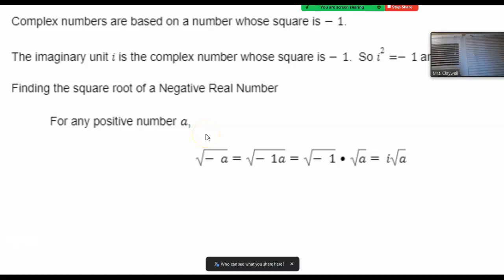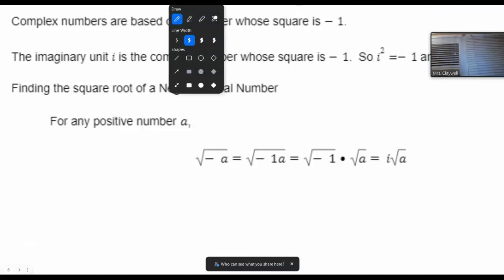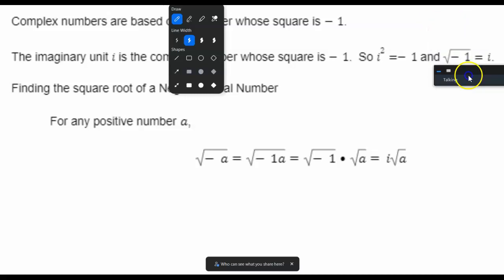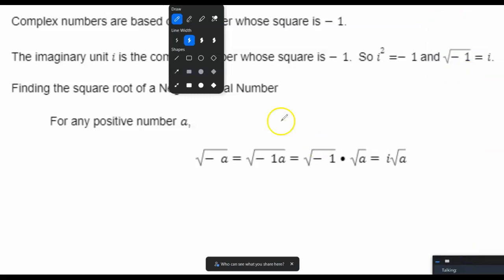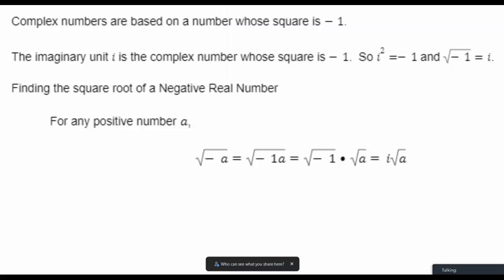Hi guys, today we are starting 5.1, which is apply arithmetic with complex numbers.